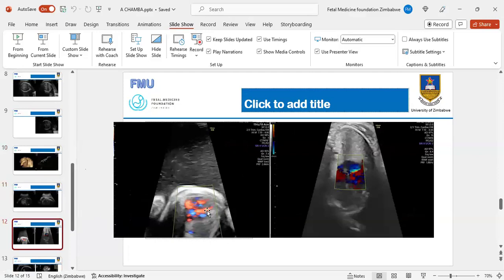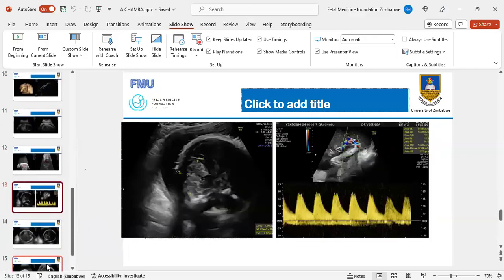The heart, okay, and that's the posterior fossa. There is the TCD. Okay, I forgot to comment on the TCD. That's the transcerebellar diameter. It was below the fifth centile as well, but the cisterna magnum and the nuchal fold were within normal limits.